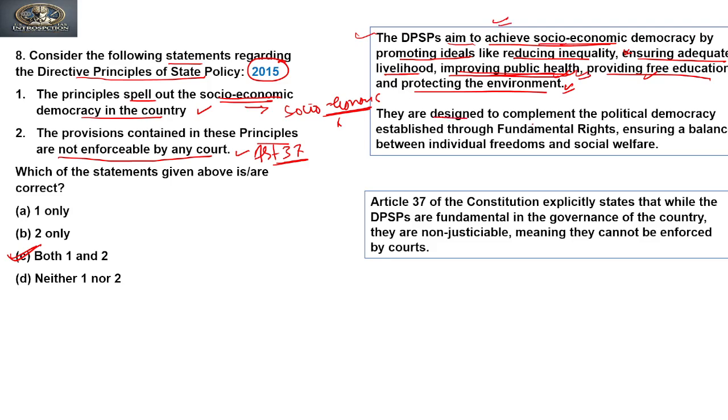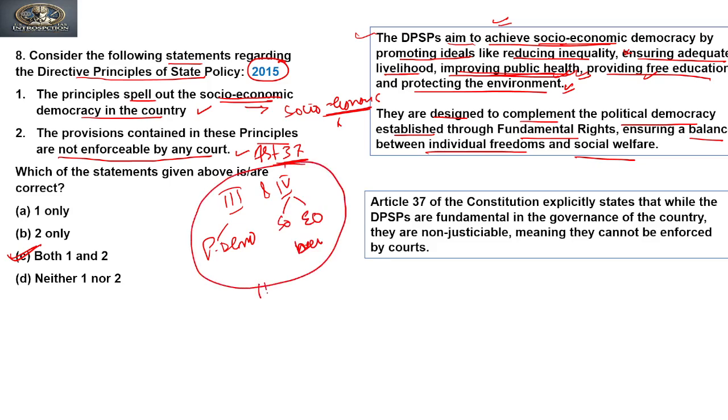They are designed to complement the political democracy enshrined through fundamental rights, ensuring a balance between individual freedom and social welfare, right? So Part Third of the Constitution provides a political democracy, whereas Part Fourth provides a social and economic democracy. And by the combination of these two, Part Third and Part Fourth, they provide a complete democracy in India or in the country.